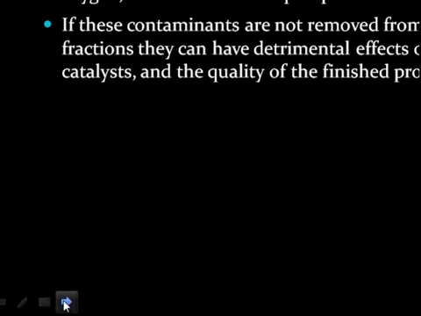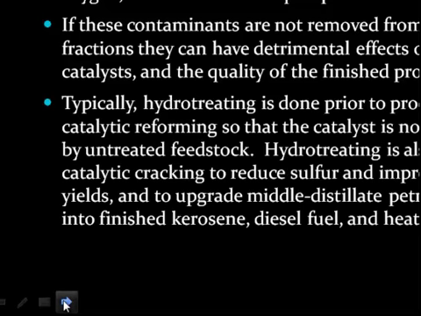In hydrotreating, we mainly react with hydrogen in order to separate contaminants. Catalytic hydrotreating is a hydrogen process used to remove about 90% of contaminants such as nitrogen, sulfur, oxygen and metals from liquid petroleum fractions. If these contaminants are not removed from the petroleum fractions, they can have detrimental effects on equipment, catalysts and the quality of the finished product.